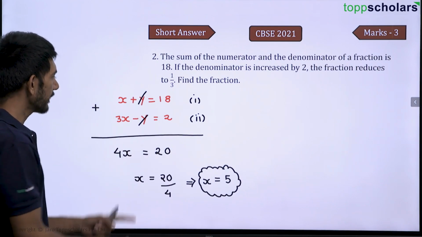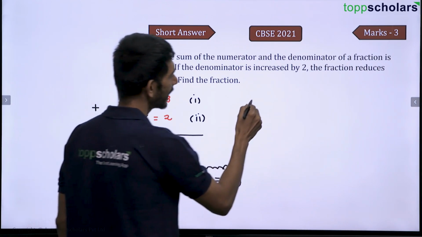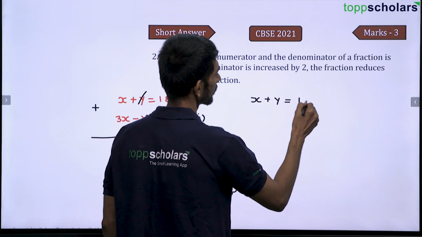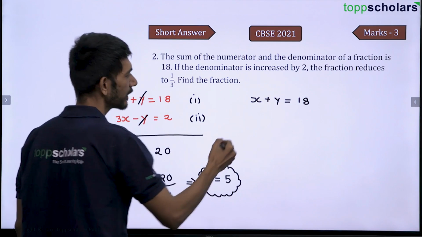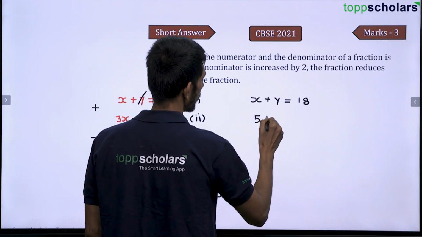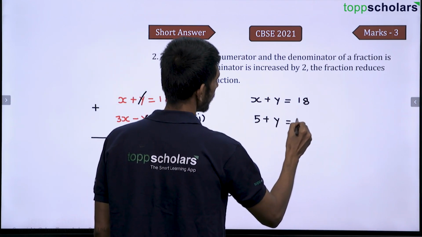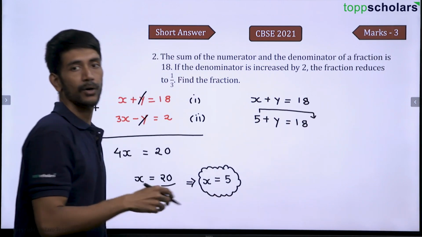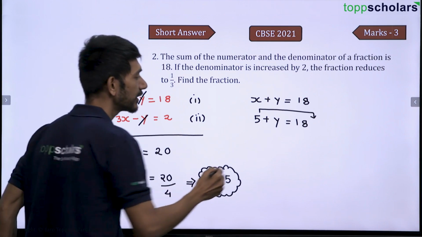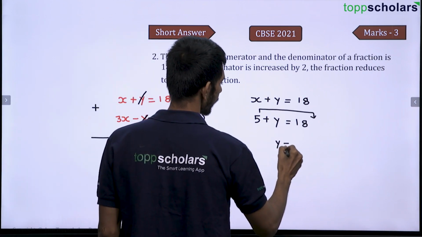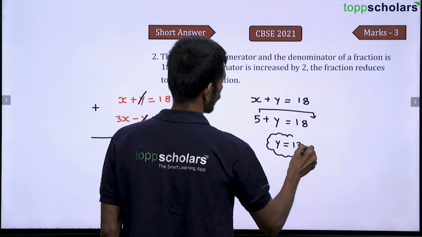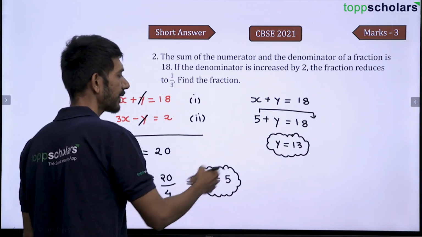Now if x is equal to 5, you can put x over here. We know that x plus y is equal to 18. Put x as 5. So 5 plus y is equal to 18. 5 goes on the other side. Y is equal to 18 minus 5, 13. So y is 13. X is 5, y is 13.